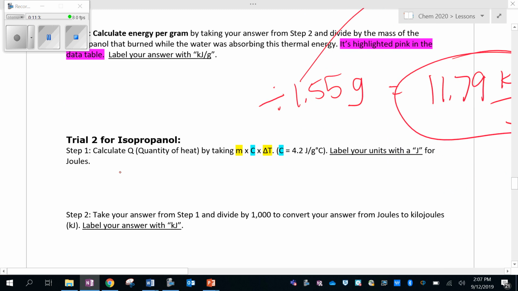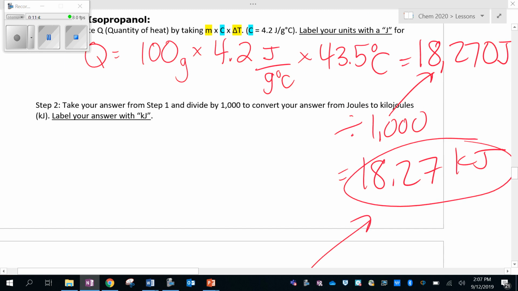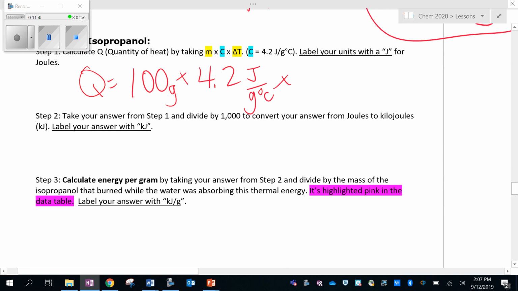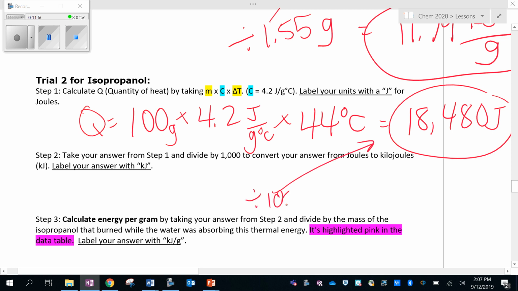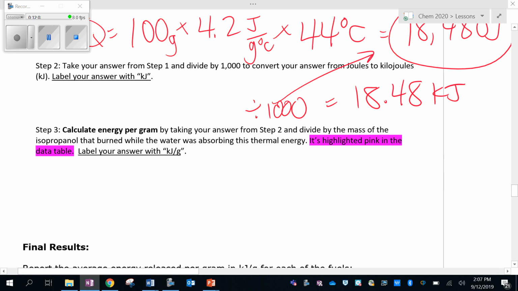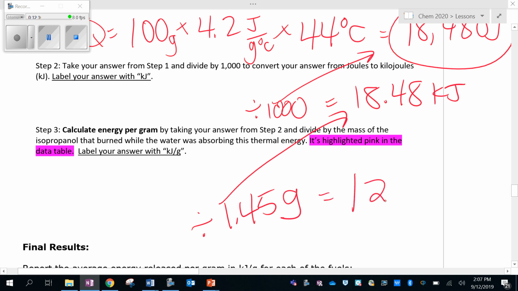Last but not least, we're going to take the mass times the specific heat times the change in temperature for trial 2, which was 44. And that comes out to be 18,480 joules. Same steps, divide by 1,000. That makes it 18.48 kilojoules. And then I believe this one was 1.45 grams of isopropanol that was burned off. Yep, 12.74 kilojoules per gram.